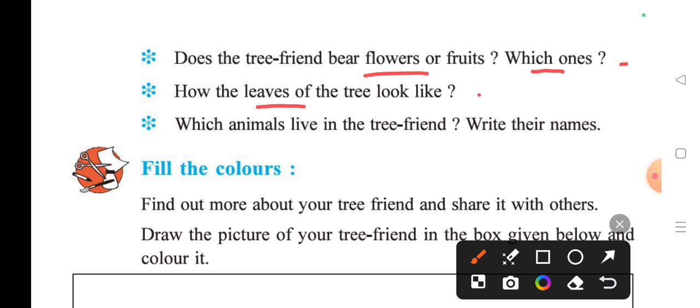So you should write here the color and different structure of the leaves. What is the structure? That means they are round in shape or torn shape or irregular shape. Okay, you should write there. And the different colors. Which animals live in the tree friend? Write their names. Yes, children, you should write here the names of animals which already live in your tree friend. Okay, like sparrow, spider, or anything else, you have to write the names.